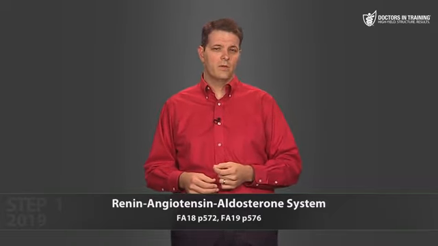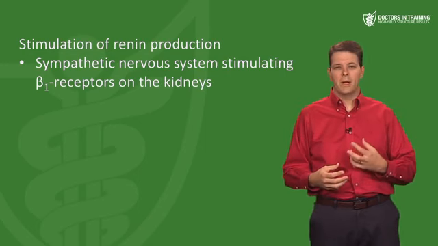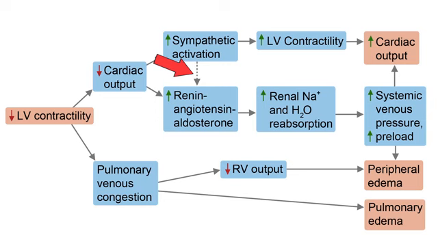Let's pause our discussion of CHF for just a moment and review the renin-angiotensin-aldosterone system. So it starts with renin, which is an enzyme made in the kidneys, and there are several things that stimulate renin production. One is the sympathetic nervous system, stimulating beta-1 receptors on the kidneys, and that tells the kidneys to secrete more renin. We see that on the diagram. The dashed line shows that sympathetic activation also activates the renin-angiotensin-aldosterone system.